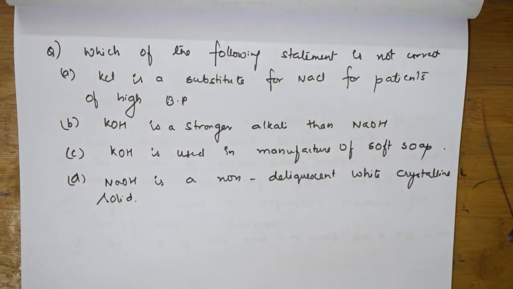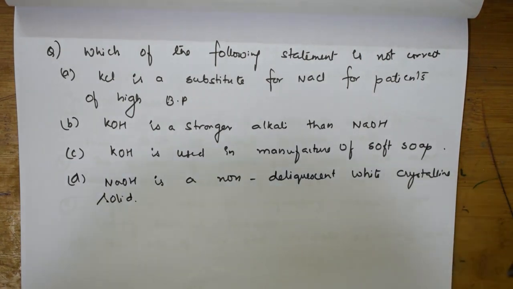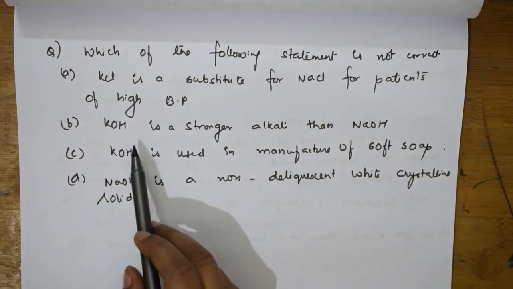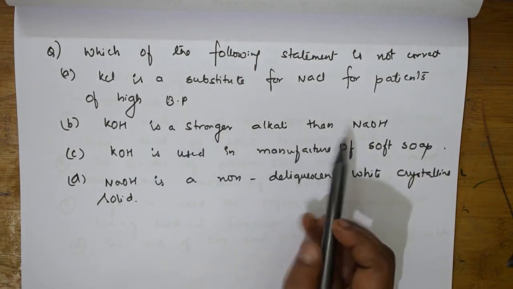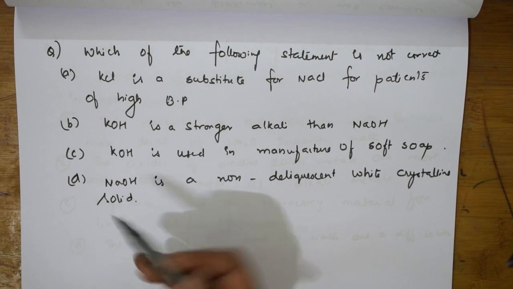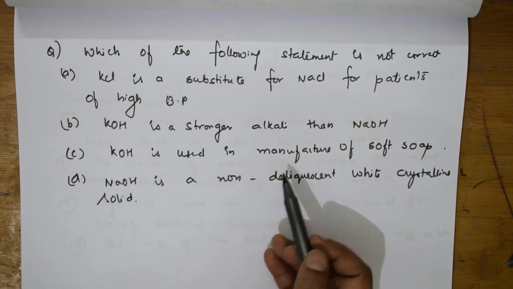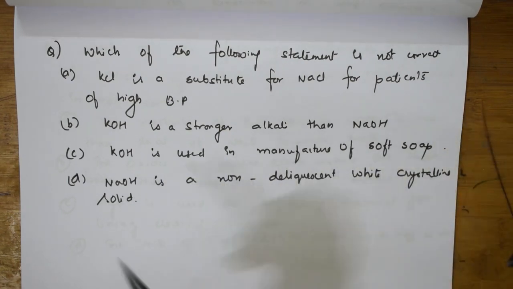Which of the following statement is not correct? Fine. What do they give me? KCl is a substitute for NaCl for patients of high blood pressure. Okay, not correct. I need to take out. Fine. The next one, this is correct, isn't it? KOH is a stronger alkali than sodium hydroxide. Okay, that is also right. KOH is used in the manufacture of soft soaps. That is also right. NaOH is a non-deliquescent white crystalline solid. Okay, this is where is the mistake.